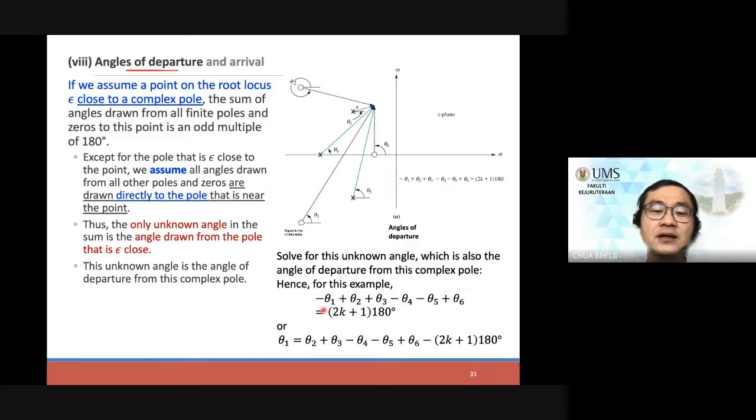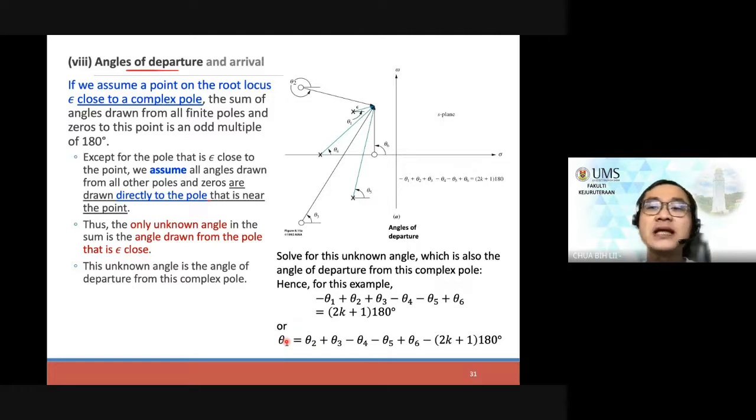So we can readjust because we want to know the angle of departure, right? This is the unknown. We rearrange this by moving all the other thetas to the other side. By having this equation, these angles you can measure. Then k you just change from 0, 1, 2, 3, or whatever it is, right? Then you will get all the values for theta 1, and that would be your angle of departure.